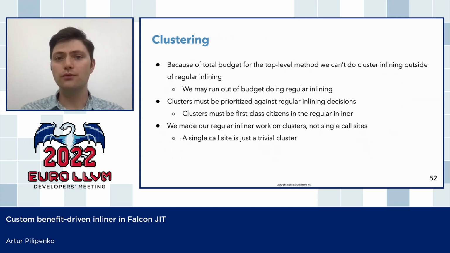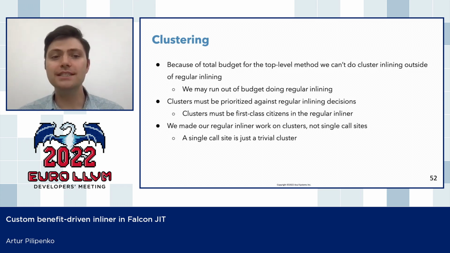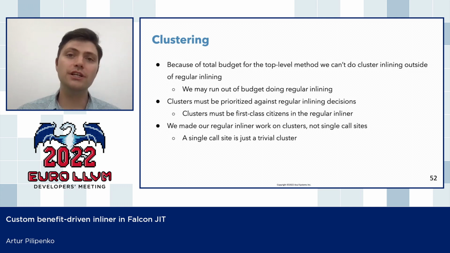Because we have total budget for the top-level method, we cannot do cluster inlining outside or after regular inlining. We may run out of budget doing regular inlining, so we may not be able to inline clusters at all. Clusters must be prioritized against regular inlining decisions. So they must be first-class citizens in the regular inliner. So that's what we did. We made our regular inliner work on clusters instead of single call sites. And single call sites in this model are just trivial clusters.